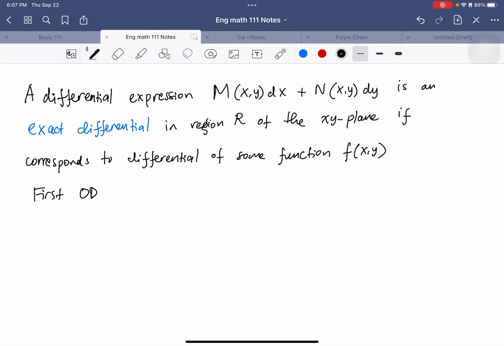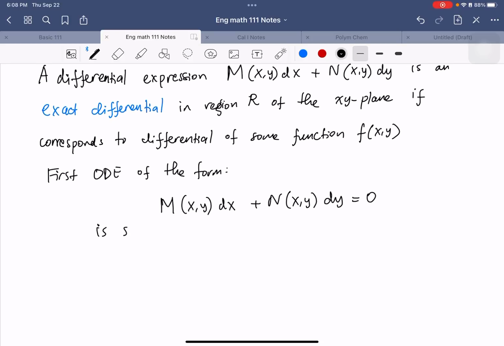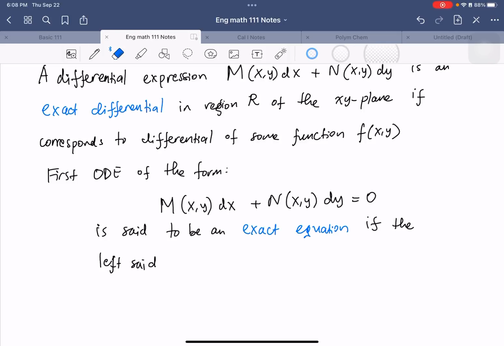The first order differential equation of this form, so the M dx and N dy is an exact differential, is said to be an exact equation if the left side, which means the M and N, the left side is an exact differential.